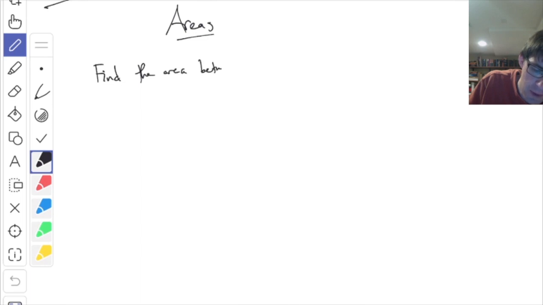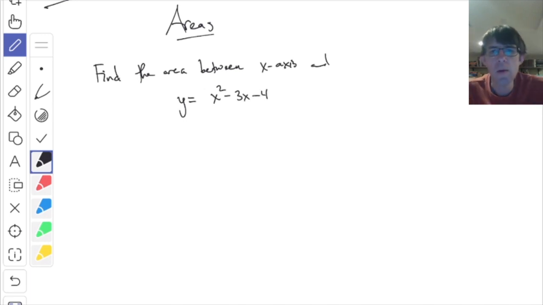between the x-axis and this thing here. Y equals x squared minus 3x minus 4. All right? So this is your job. This will involve an integral. The integral actually, once you get to that point, is not a hard integral to do. The hard part about this problem is figuring out how to set up the appropriate integral.